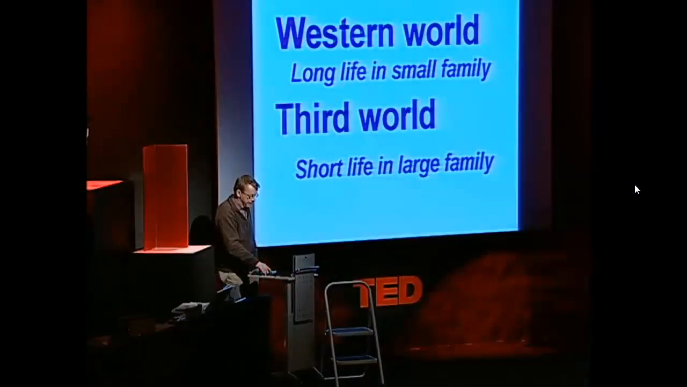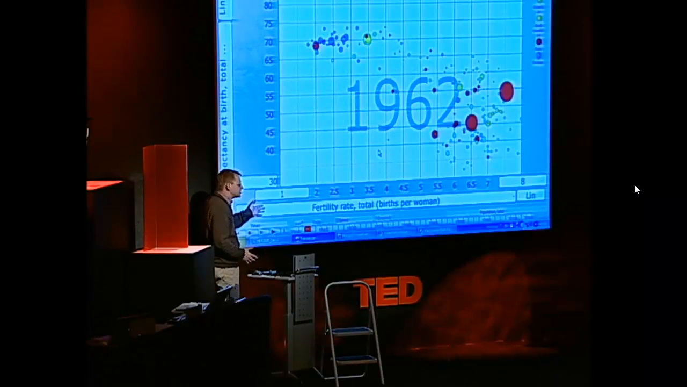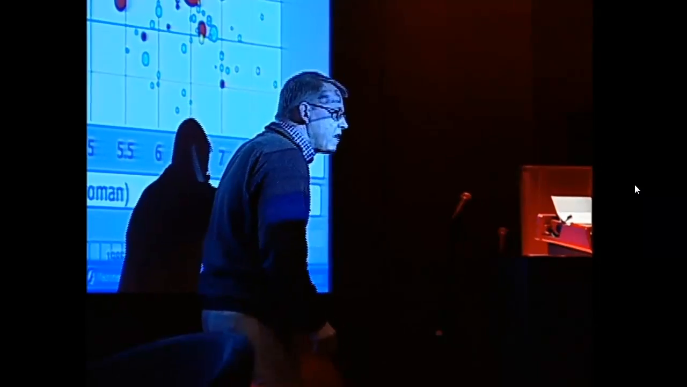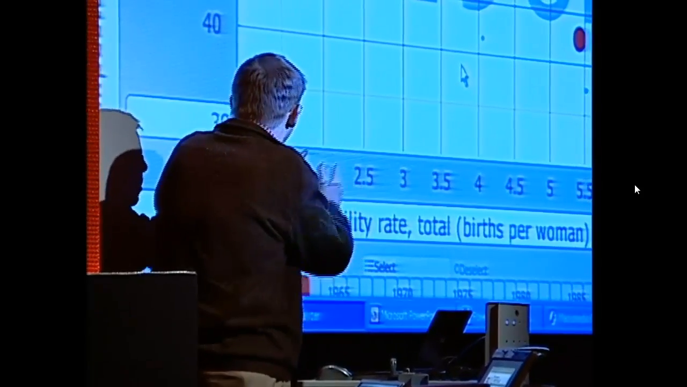What do you mean with Western world, I said? Well, that's long life in small family, and third world is short life in large family. This is what really bothers me. When I could display here, I put fertility rate, number of children per woman, 1, 2, 3, 4, up to about 8 children per woman. We have very good data since about 1960 on the size of families in all countries. The error margin is narrow.